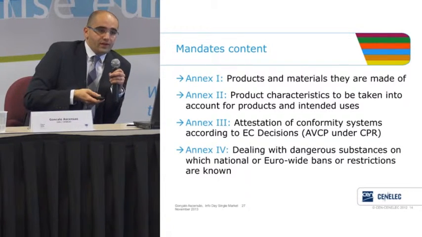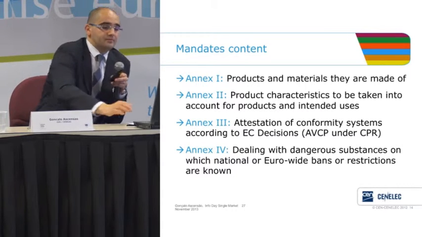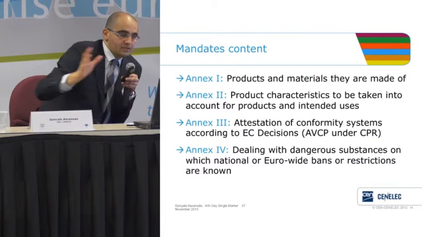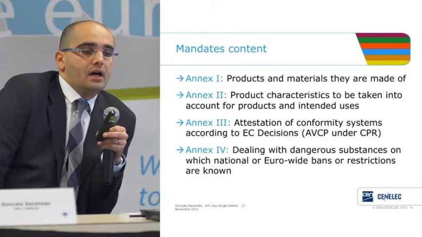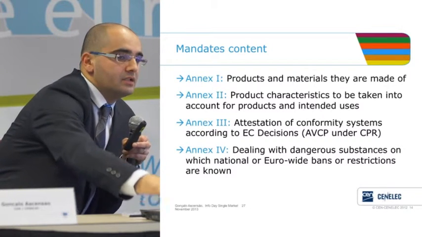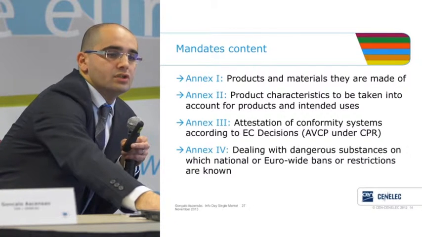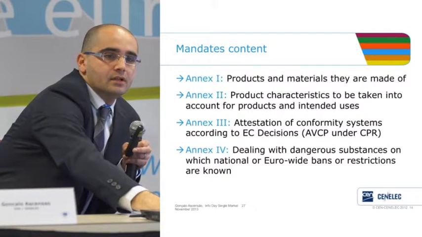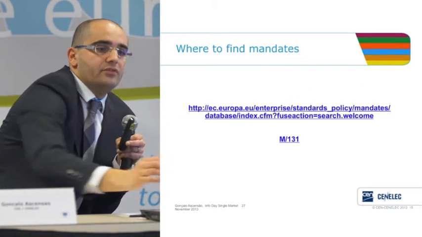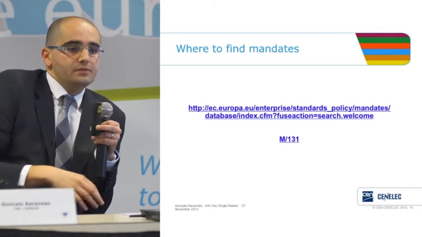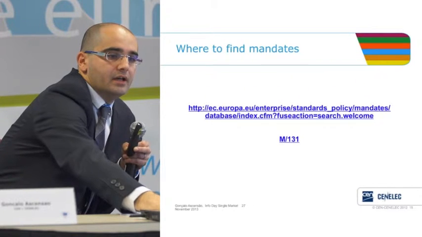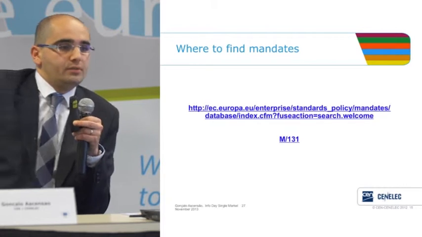Now, where to find the mandates? You can see there is a link to the Commission database where all the documents, all the mandates that have been forwarded to CEN, CENELEC, also ETSI, are available. You can just search for the number or a title, and you'll have a list. I give you an example of mandate 131. So you have a direct link to the mandate, and you can see the content of the document.